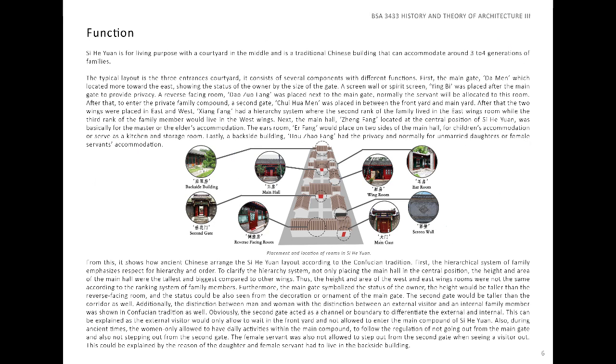四合院 is for living purposes with a courtyard in the middle and is a traditional Chinese building that can accommodate around 3 to 4 generations of families. The typical layout is the 3 entrance courtyard. It consists of several components with different functions, as shown.